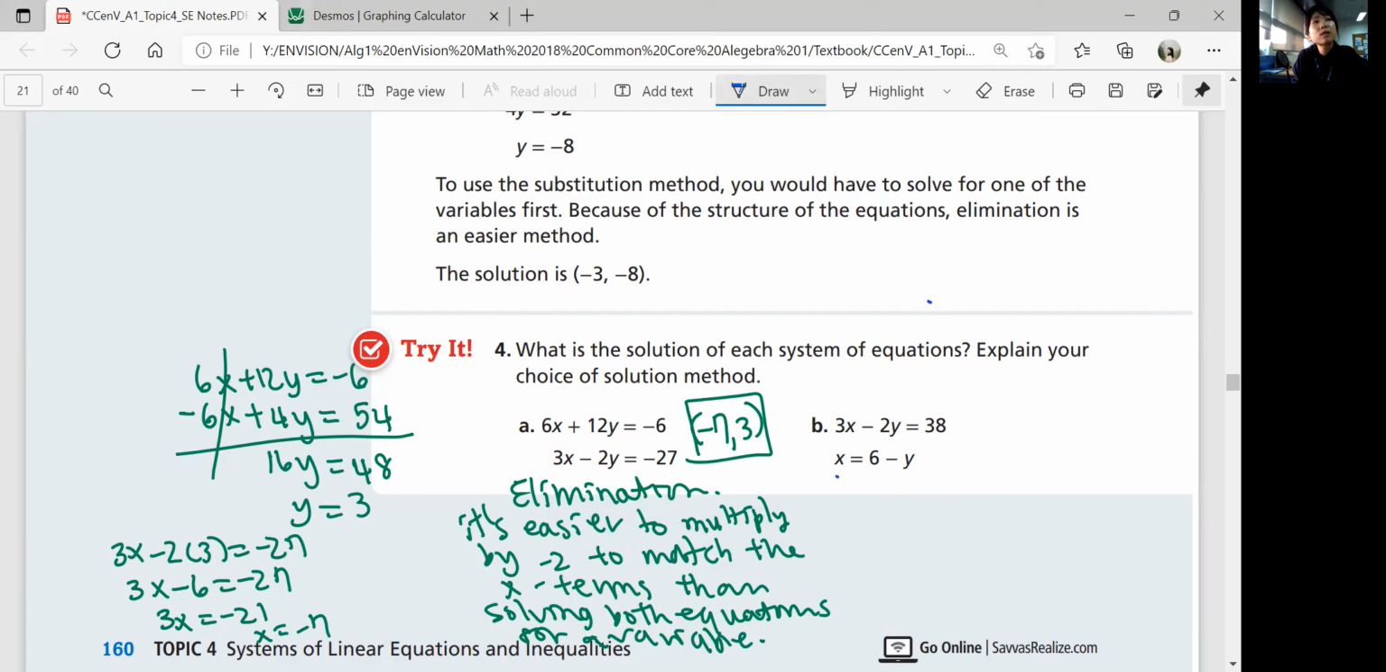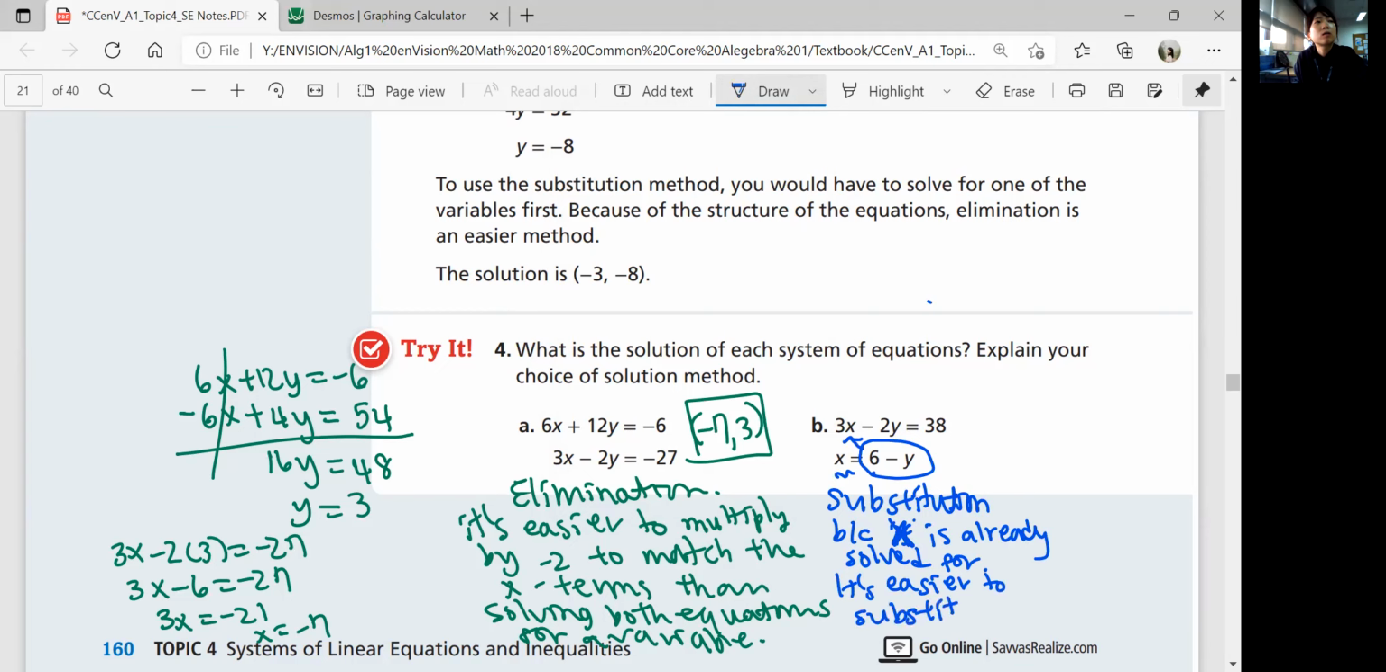For this one, x is already solved for, right? So it's easier to substitute. So substitution, we're going to use substitution because x is already solved for. It's easier to substitute x equals 6 minus y to the first equation.